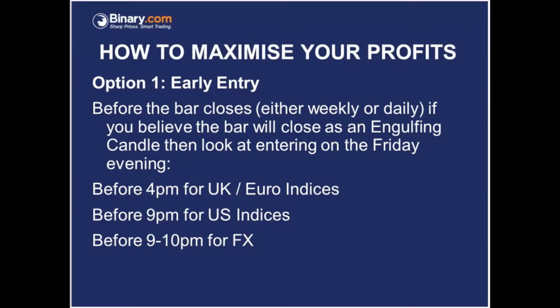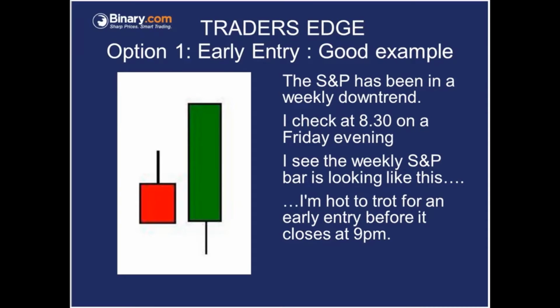So if you're on the weekly charts on a Friday evening, take a look at whether that candle is likely to close as an engulfing candle. What I mean by that is, here's an example on the S&P. The S&P has been in a big weekly downtrend, and at about 8:30 on the Friday evening, I see that the weekly S&P bar is looking like this.